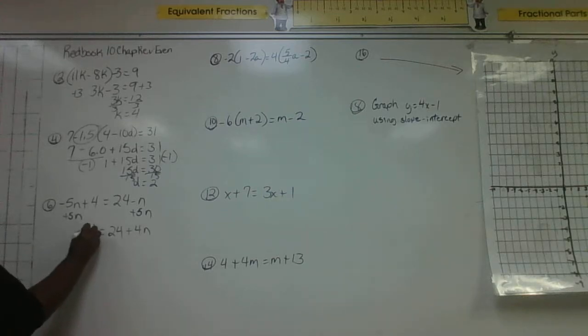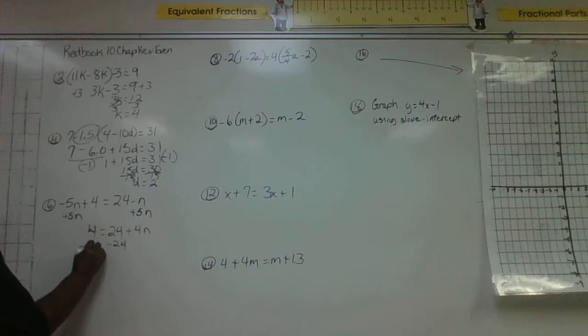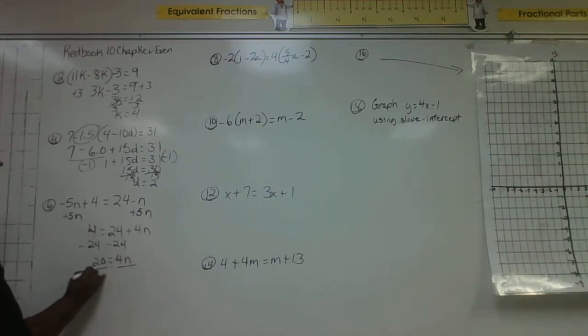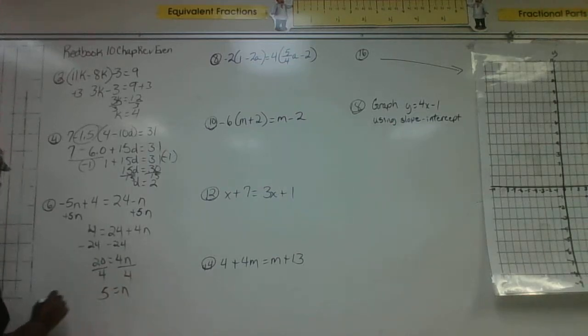Then we're going to move the 24 to this side. So that's going to be minus 24, and so 20 is going to be equal to 4n. Divide both sides by 4, and n is equal to 5. And that's the answer for number 6. However, our text says that, oh, I have a negative. This should be a negative 20. So this should be a negative 5. Okay? My mistake. All right, let's take a look at number 8.